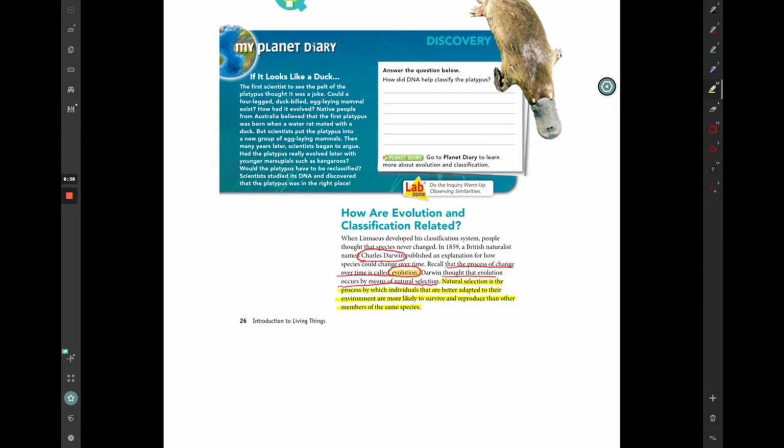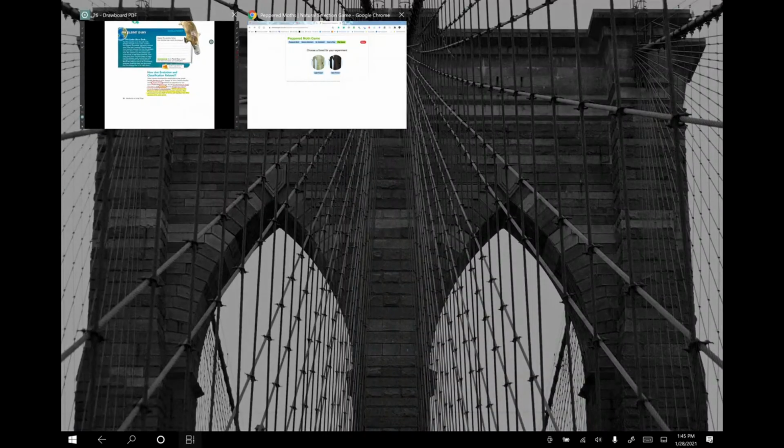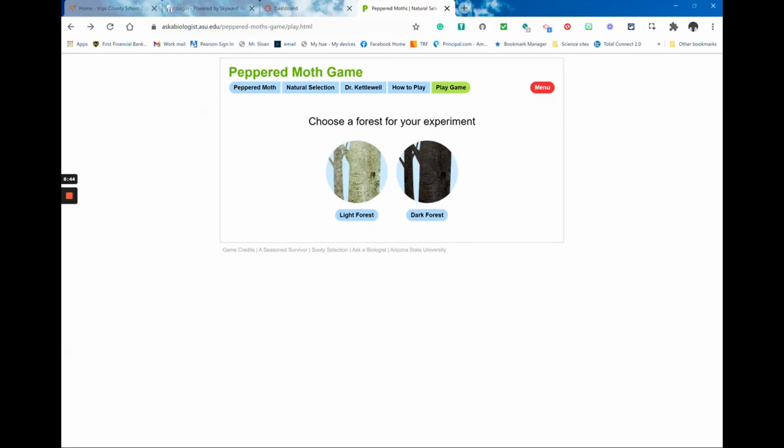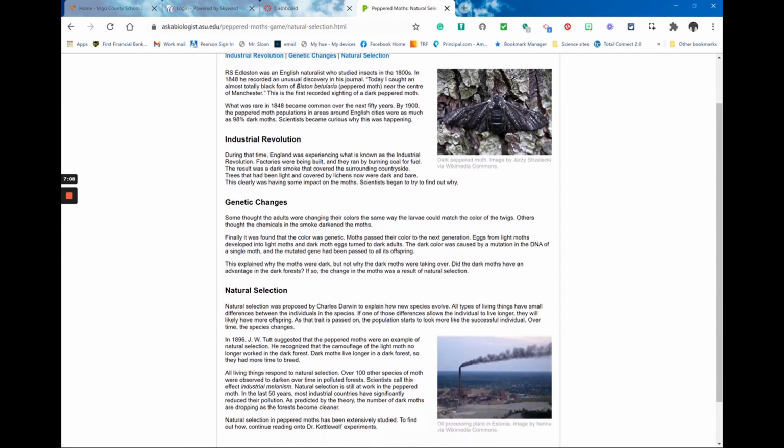One of the best examples of this is the peppered moth. I'm going to hop over to this webpage. I'm going to give you this link somewhere in the assignment to have you go over here and look. When you get to this link, I would like you to go up to this section here that's called Natural Selection, and you can read about the peppered moth.